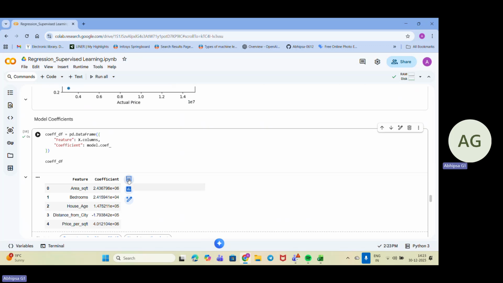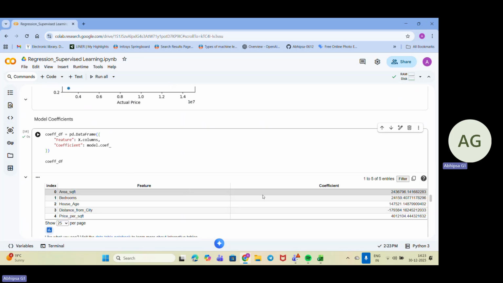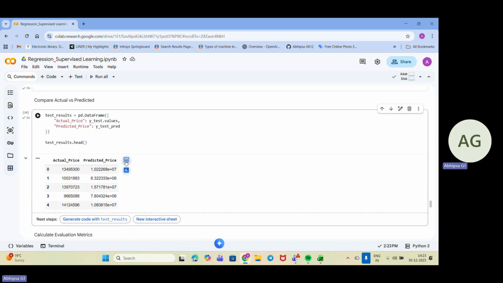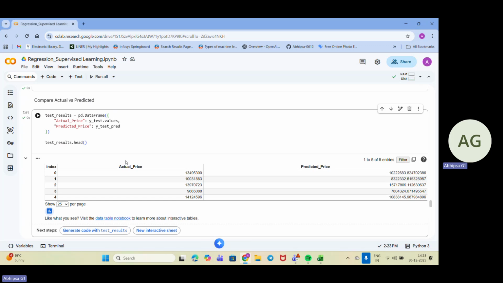Now, if I am saying it like that, you can see the values are coming like this: 2436796.14. So we'll just take it and run it, and we have got this value so that we can do a comparison. The actual value is 13495300, and the predicted value is 102226, right?